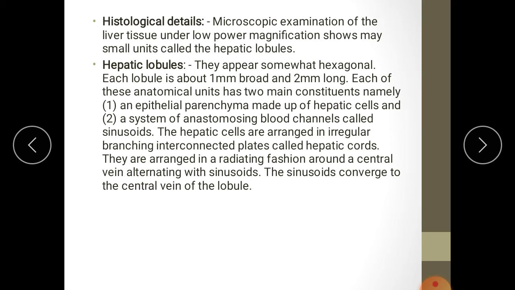The hepatic cells are arranged in irregular, branching, interconnected plates called hepatic cords. They are arranged in a radiating fashion around a central vein, alternating with the sinusoids. The sinusoids converge to the central vein of the lobule. They move towards the central vein.